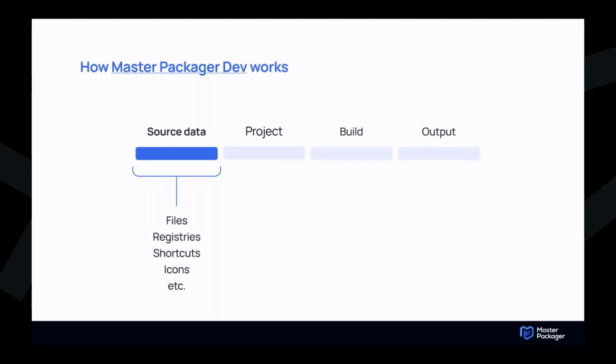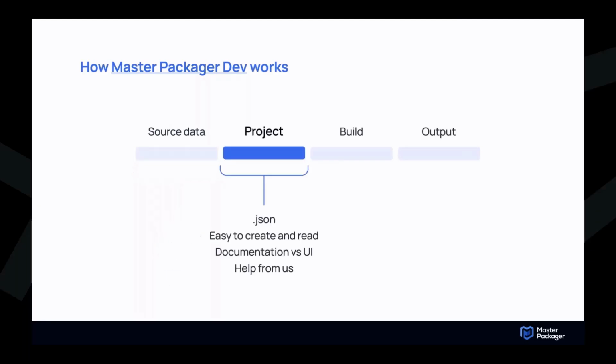So we start with the source data, something that every developer building their app will know. They know where their files are and where they want to install them, right? Same goes for registries, shortcuts, icons, environment variables, services, you name it. And when you know all this information, you place that in a JSON file that is really easy to create and to read afterwards.